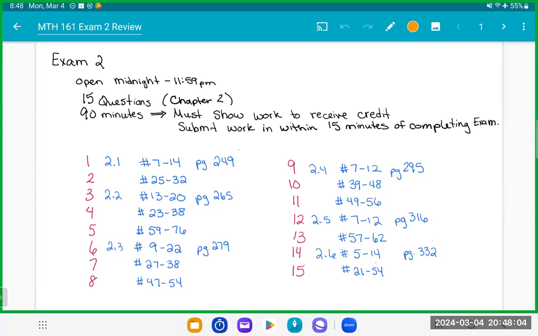That is the 18th. So we won't have a lecture that day, but you will have to log in, do the exam, and so forth. So the exam is 15 questions out of chapter 2. And you will have 90 minutes, just like last exam. You will need to make sure that you show all of your work, and you must submit your work in Canvas within 15 minutes of completing the exam.